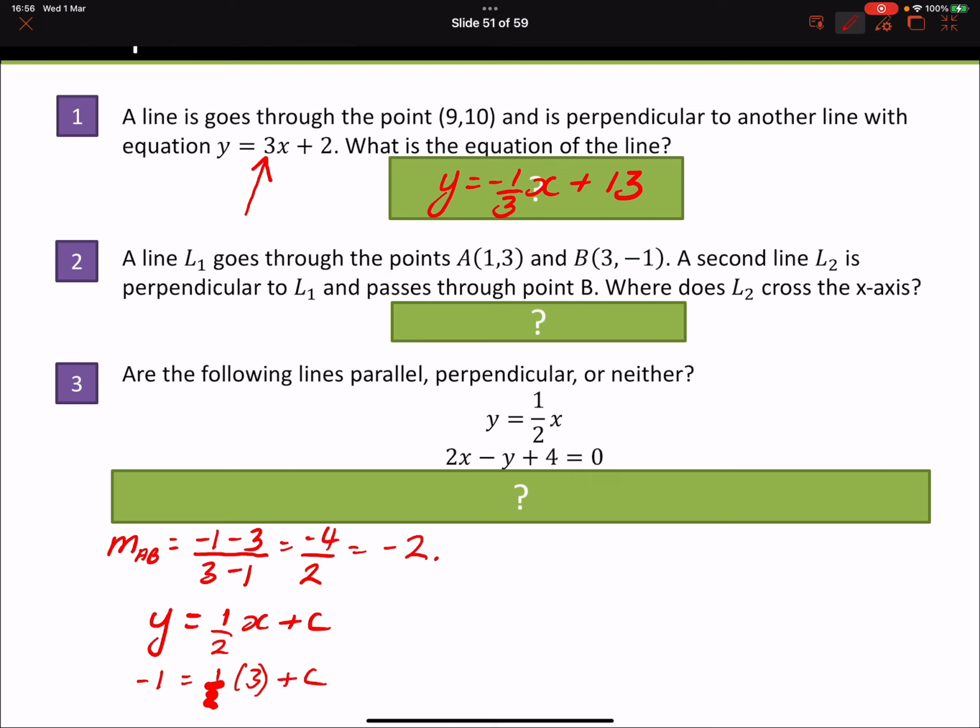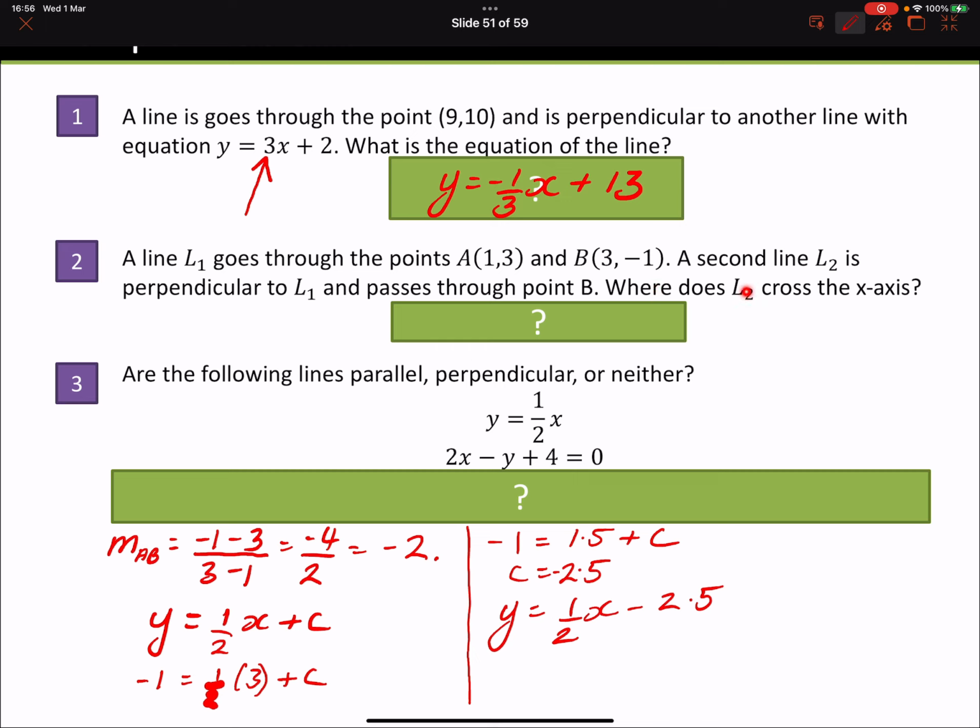Okay? So carry on over here because I've run out of room. Minus 1 equals 1.5 plus something. Okay? So how do I get from 1.5 to minus 1? I'm going to have to take off 2.5. Okay? So that's what my c is. It's going to be minus 2.5. So my y is going to be half x minus 2.5. But that's not actually the question. This is where we need to get good at really reading the questions.